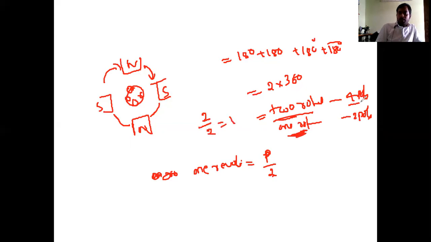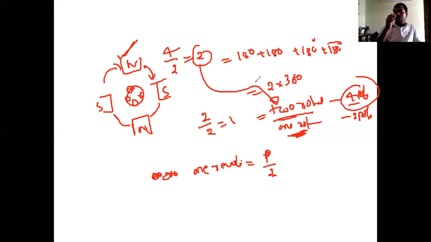Here the number of poles is 4. If we divide by 2, that is equal to 2 revolutions. You can see here 2 revolutions. So the relationship is that one revolution is equal to poles by 2, revolutions per second I am taking.